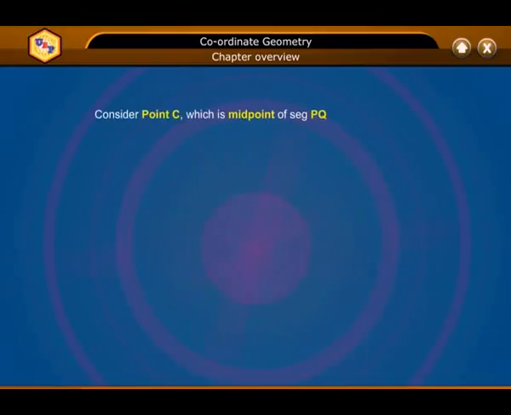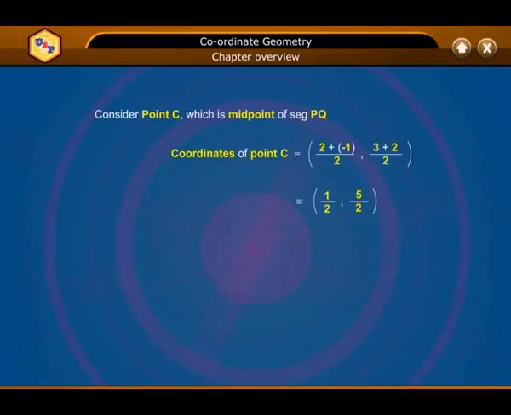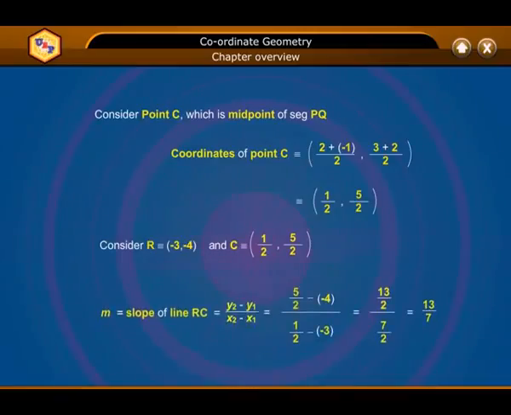Consider point C, which is the midpoint of segment PQ. Coordinates of point C are ((2 plus minus 1) by 2, (3 plus 2) by 2), which is (1 by 2, 5 by 2). Consider R is equal to (minus 3, minus 4) and C is equal to (1 by 2, 5 by 2). m is equal to the slope of line RC, which is (y2 minus y1) by (x2 minus x1), equal to (5 by 2 minus minus 4) by (1 by 2 minus minus 3), equal to 13 by 2 by 7 by 2, equal to 13 by 7.